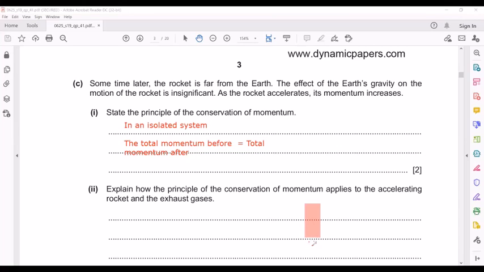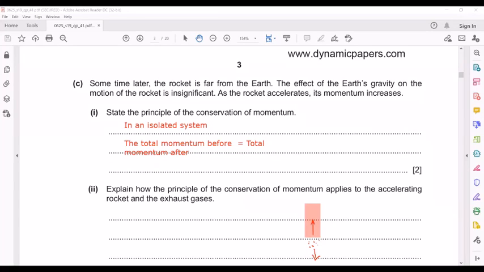As this rocket burns the fuel, these exhaust gases will move. If the exhaust gases are moving downward, the rocket will move upward. And the downward momentum and the upward momentum should be the same, because if the initial momentum is zero, the final momentum should also be zero. So when this rocket is ejecting the gases, the momentum of the gases is the same as the momentum of the rocket.